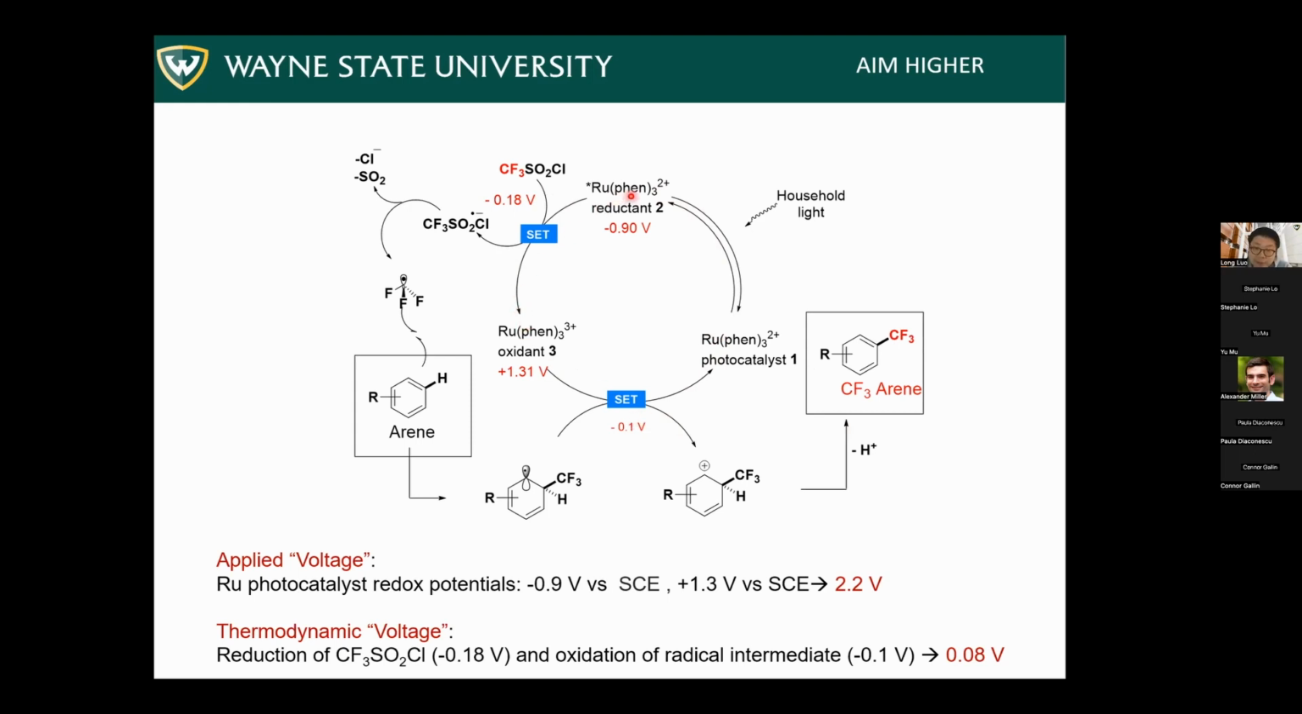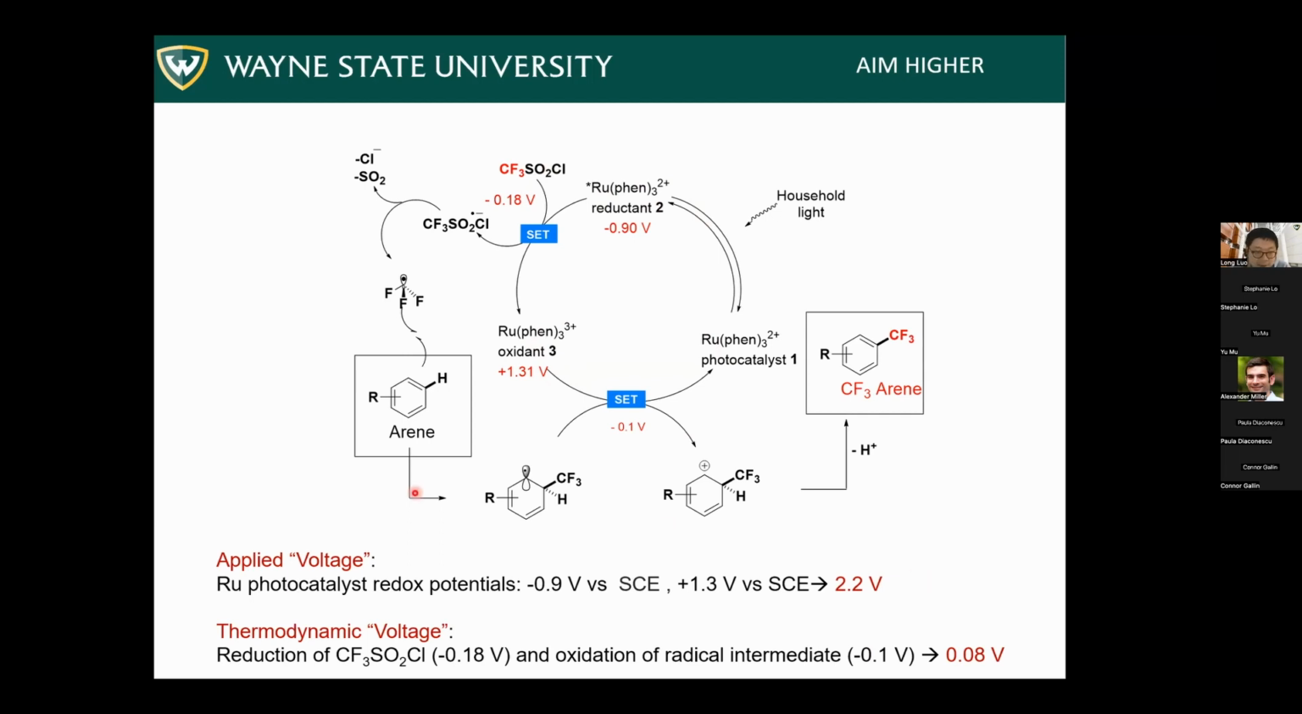So based on their numbers, if you really want this reaction to happen, you need some reductants that have a potential of minus 0.9 volts versus SCE. And if you want to oxidize something, you have to apply about plus 1.3 volts versus SCE. So if you think about this as a reduction side and an oxidation side, the voltage that's really required to complete this chemical transformation will be just 2.2 volts.